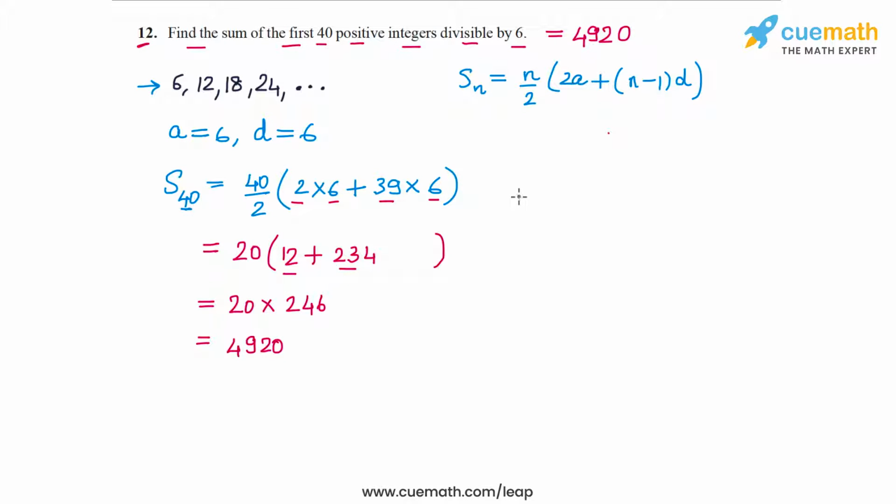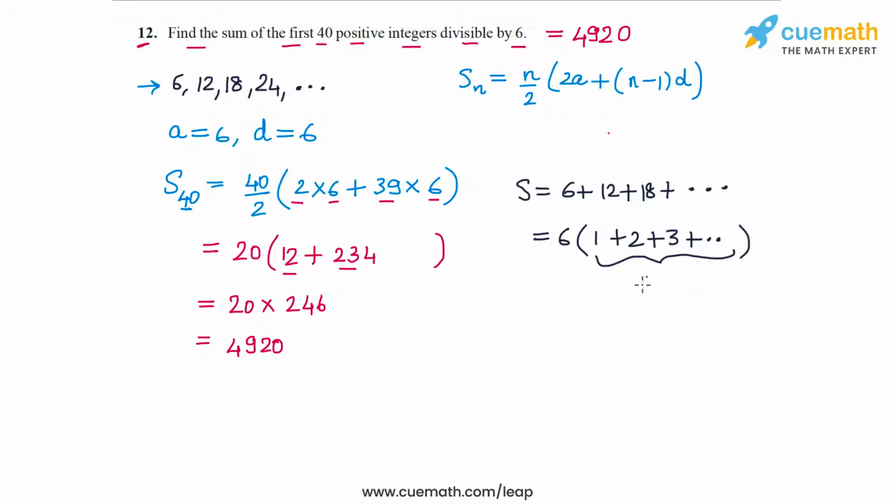By the way, another way to calculate this same sum is as follows. We have this sum: 6 plus 12 plus 18 up to 40 terms. This is what we had to calculate. So what we can do is take out a common factor of 6. If we do that, we will get 6 times (1 plus 2 plus 3 and all the way up to 40), so 40 terms inside this bracket.